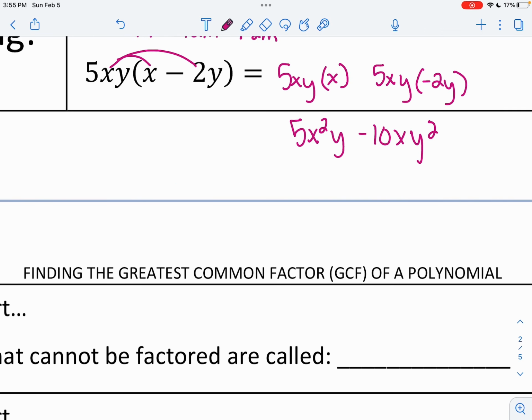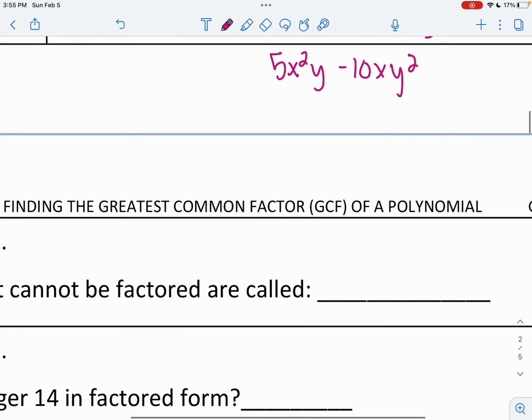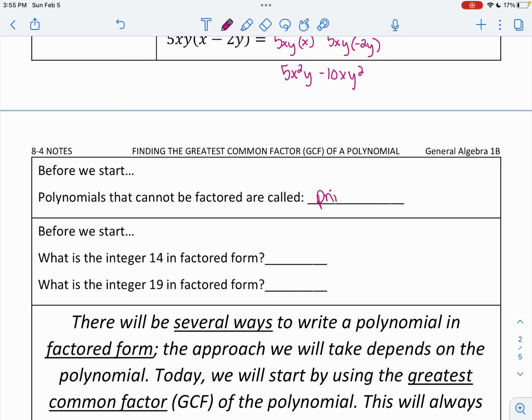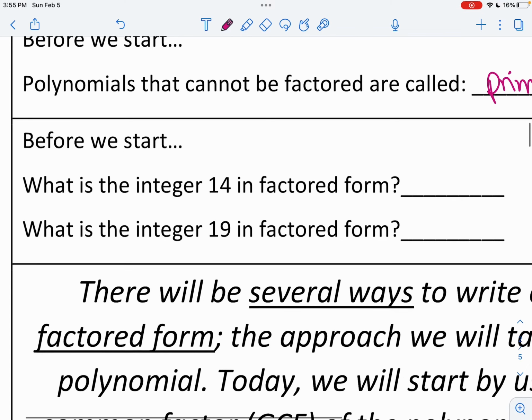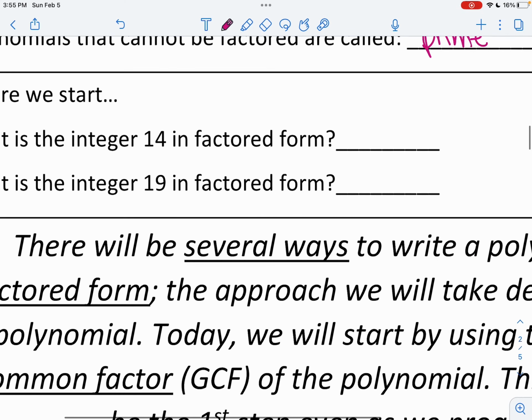I apologize. So let's talk. A polynomial, by the way, that cannot be factored is called prime. So if the only thing that you can factor out, the only factor of that is a 1, we would call it prime. Now, what is the integer 14 in factored form? This word factored form, that's what I'm trying to get you into. It's like taking two factors and multiplying. For example, 7 and 2, or maybe 1 and 14, or maybe 2 and 7, or 14 and 1. That would be the integer 14 in factored form.